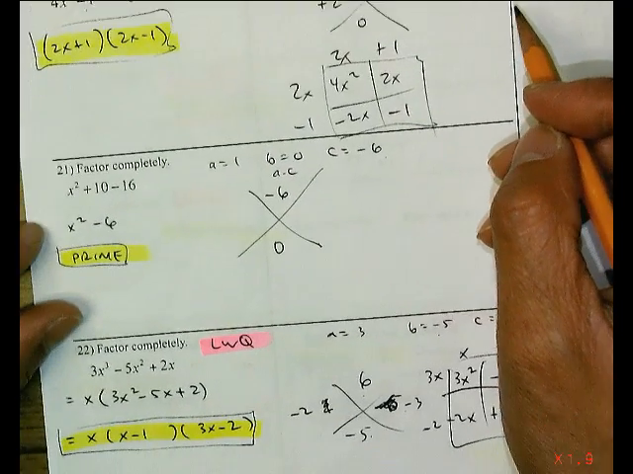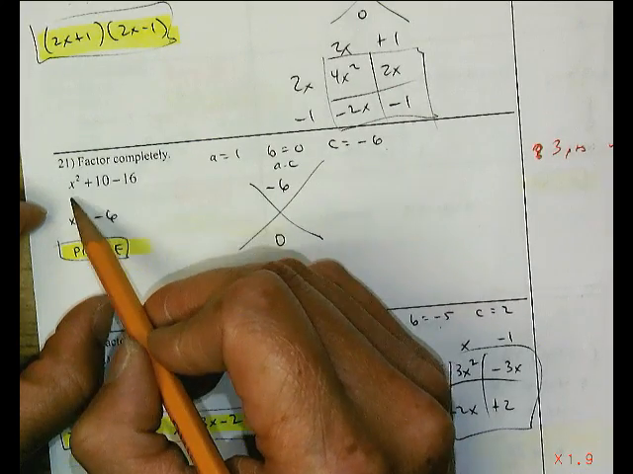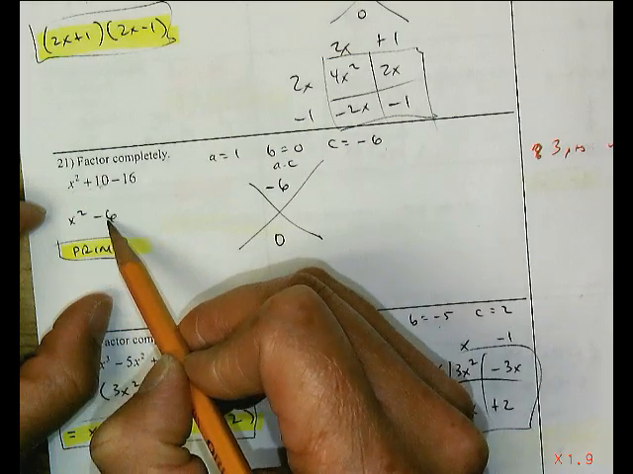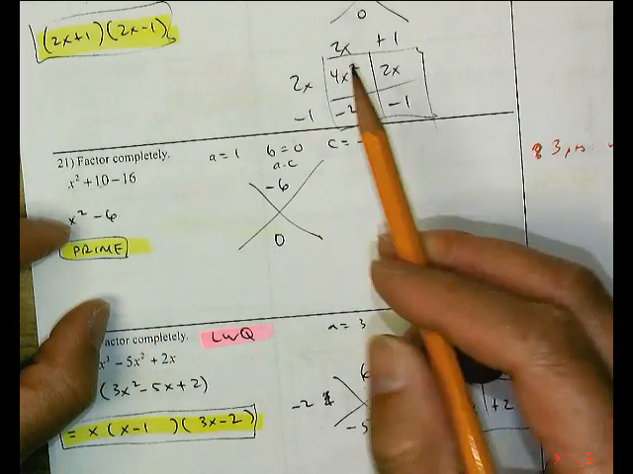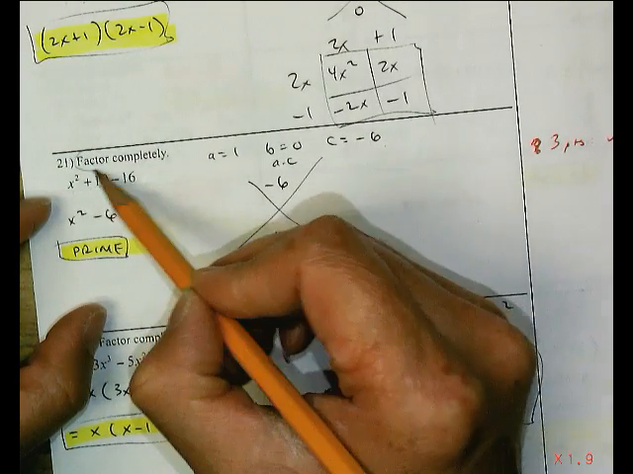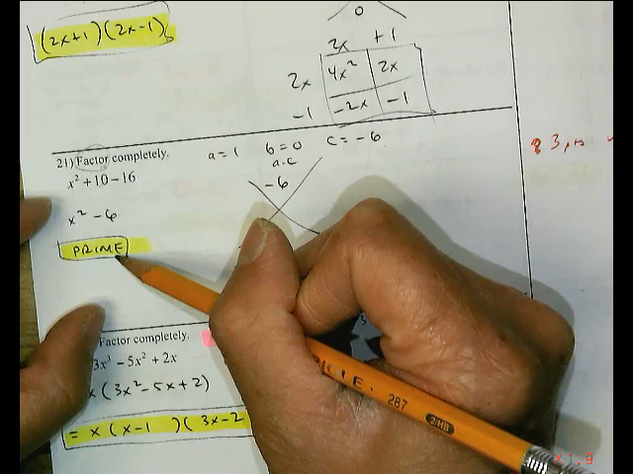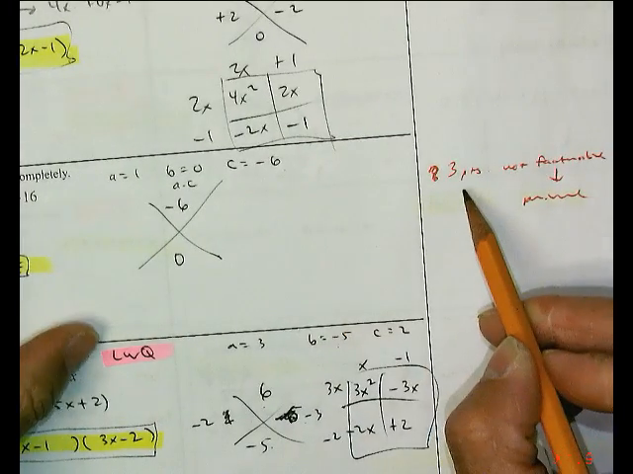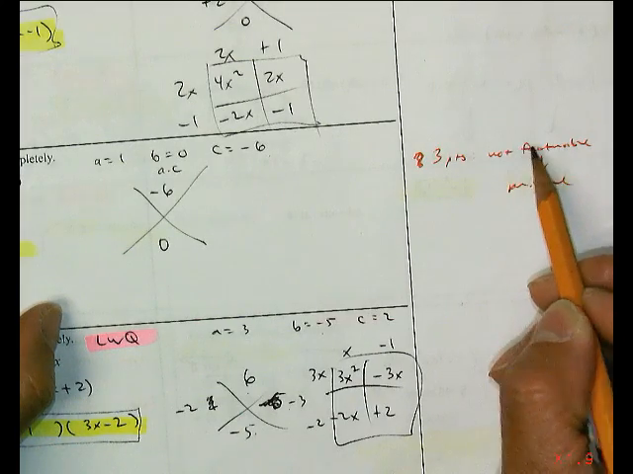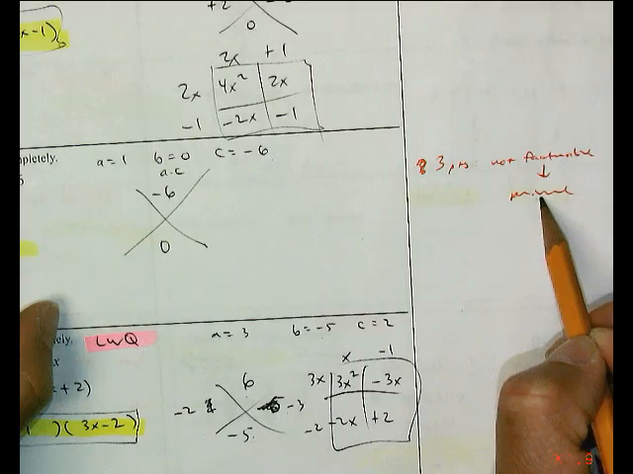Number 21, factor completely. Notice how I changed the numbers from last week's quiz. X squared plus 10x minus 16, so these are constants or like terms. X squared minus 6, you can put it in there. And here's the key part. It says factor, but you can't factor this, so that would be a prime polynomial. I was deducting points. We as mathematicians do not write not factorable. So if you wrote the words not factorable, I can't give you 3 points. We want you to write the word prime.